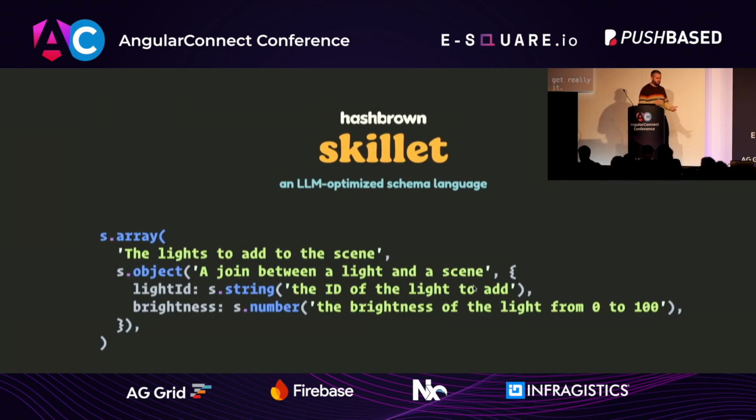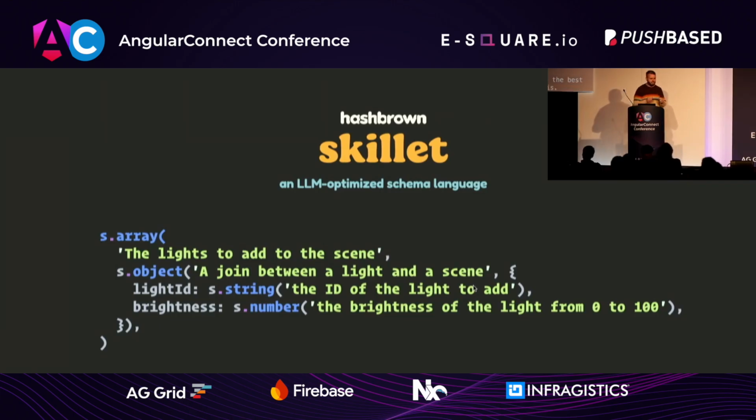It's also highly descriptive. So in a lot of schema languages, the description field is optional. But when you're using large language models, context is king. And so Skillet puts the description first. You have to provide a description as you're modeling your data with Skillet. That way the LLM can make the best understanding of what that data is.